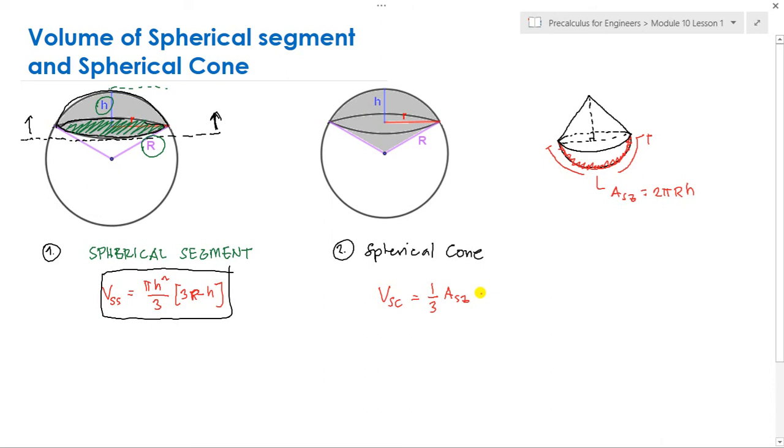Then we multiply it by its height. What is the height here? Well, that is R, from the center to the tip down here. So therefore, the volume is 1/3 multiplied by 2 pi R H multiplied by R. I mean, this is 2/3 pi R cubed H. So this is the volume of the spherical cone.